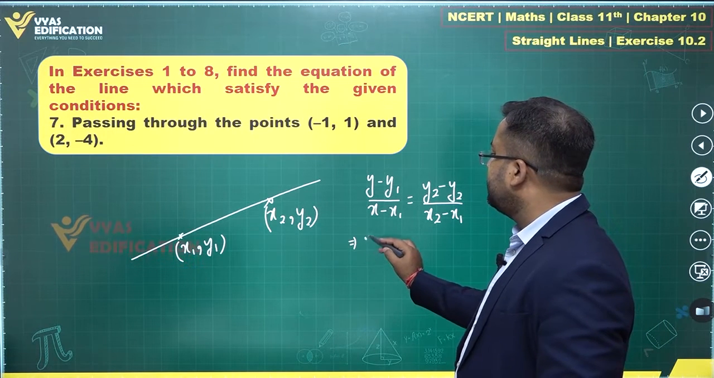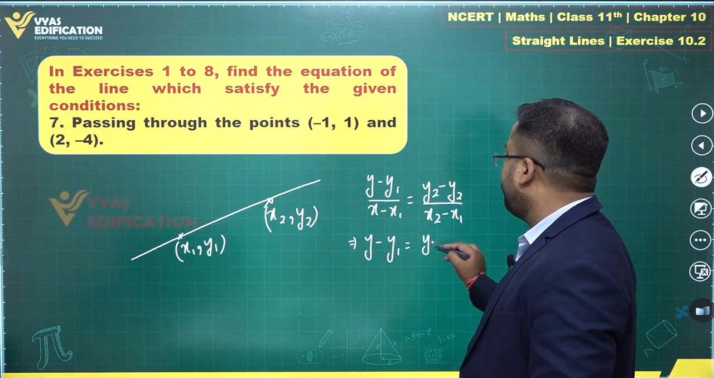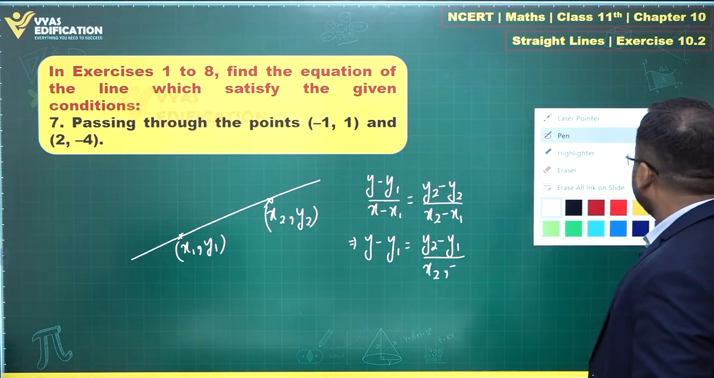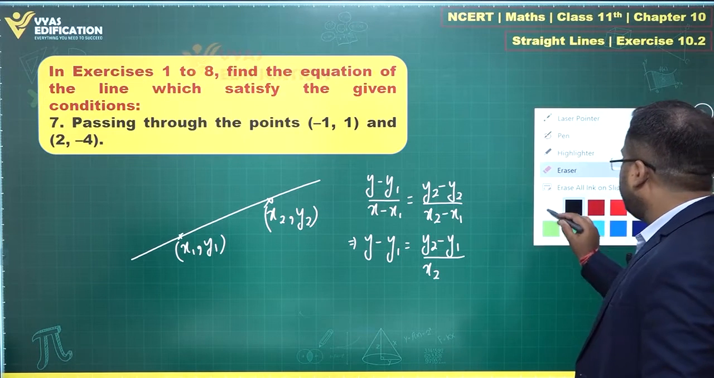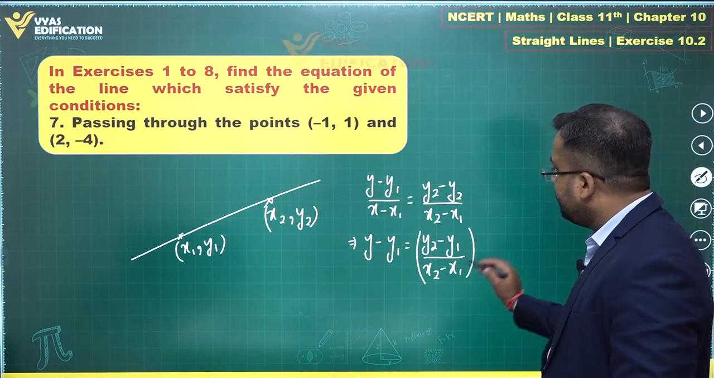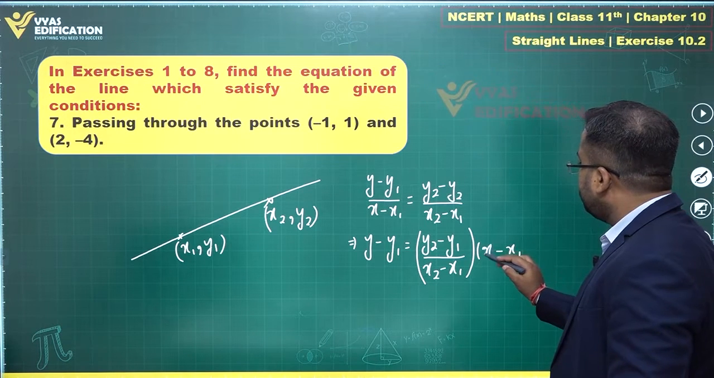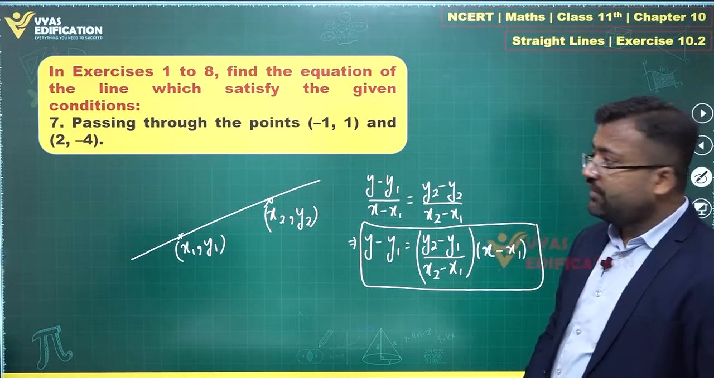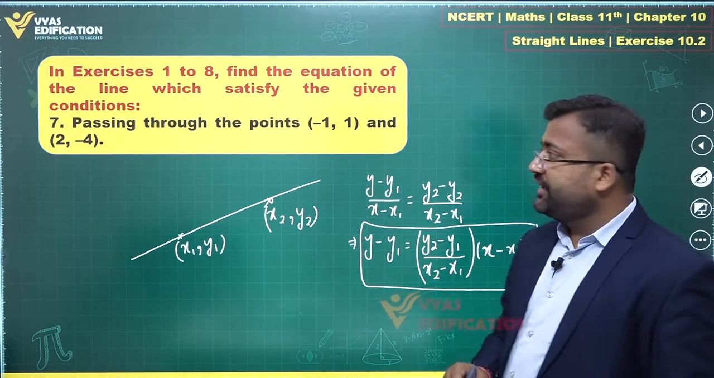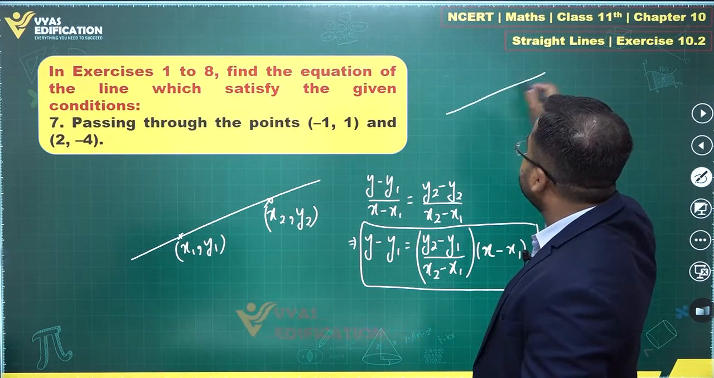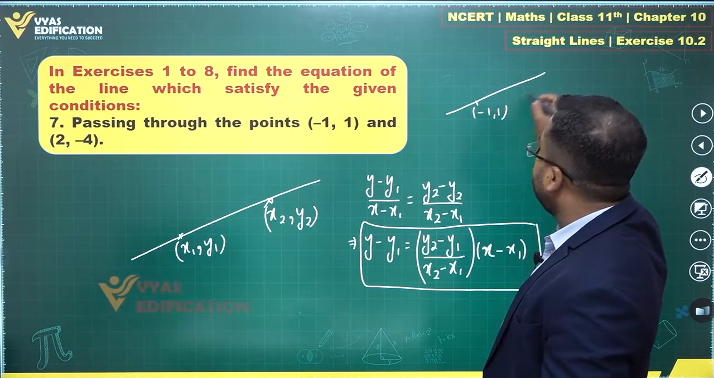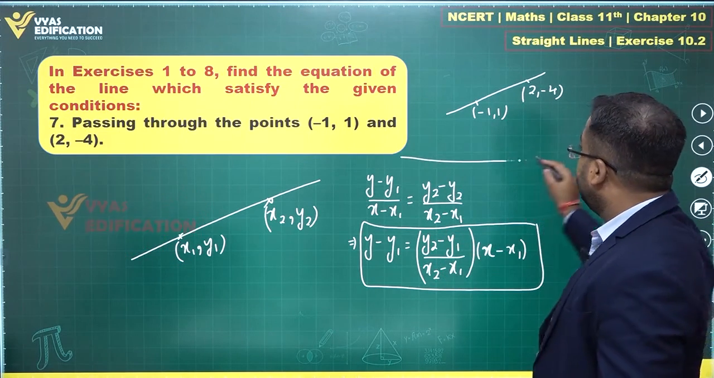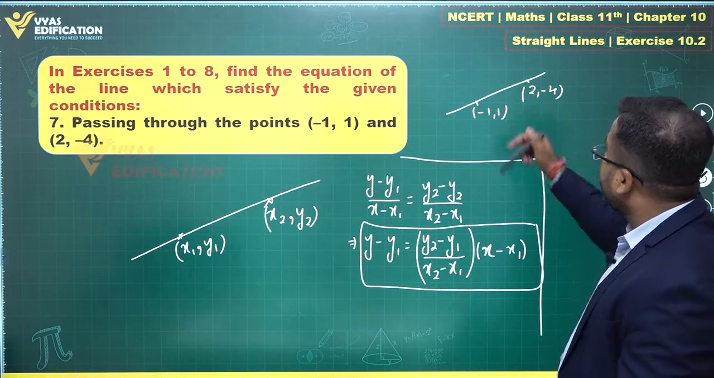This can be rearranged as y minus y1 is equal to (y2 minus y1) upon (x2 minus x1) times (x minus x1). This can be rearranged as this. This is the equation of the line passing through points x1, y1 and x2, y2. So if you are given the points, let's say (minus 1, 1) and (2, minus 4). This figure is not up to scale. I have not drawn the coordinate axes. I am just marking the 2 points.